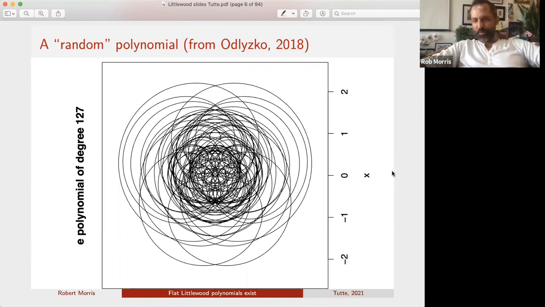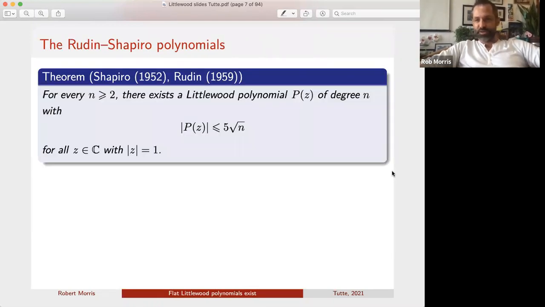Okay, at least the upper bound's not too far away. So the first question you would think is, okay, well, can we get rid of this log in the upper bound? Can we at least prove there exists a polynomial that satisfies the upper bound, constant root n? And that was proved actually a long time ago, before the question was even asked.